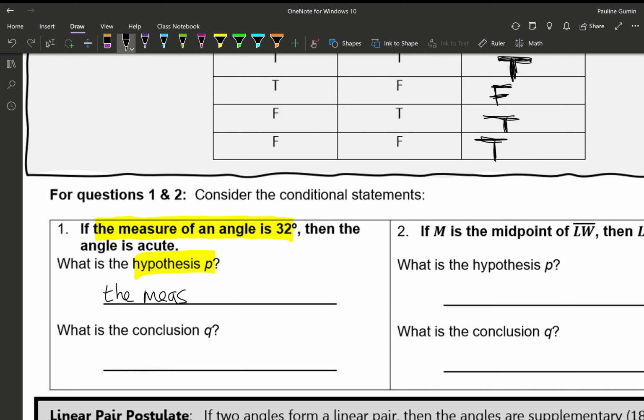The measure of an angle is 32 degrees. The conclusion is the part after the then. So the angle is acute.